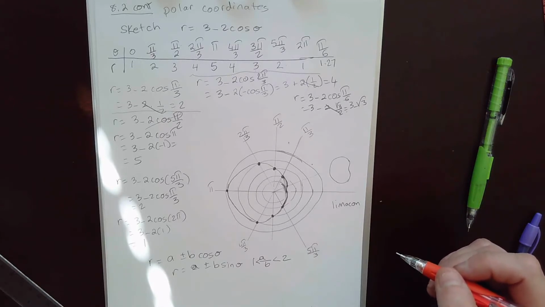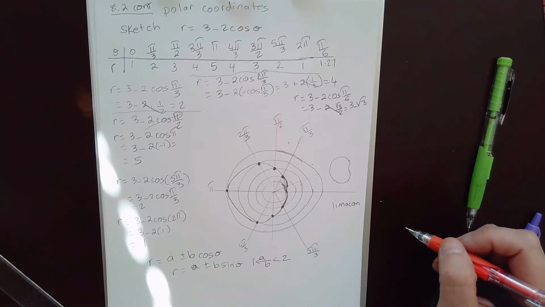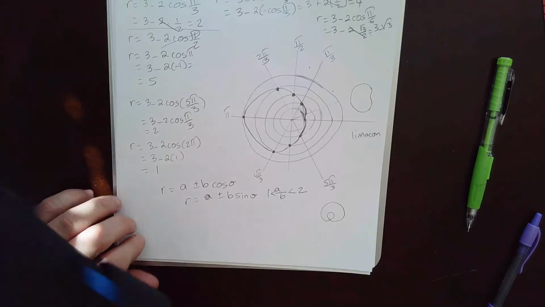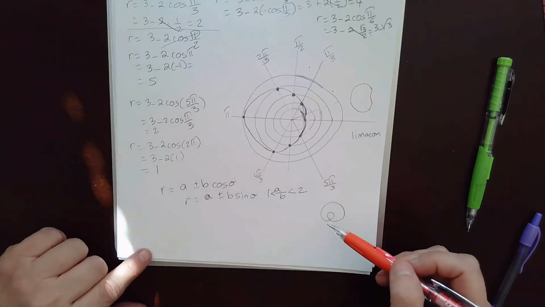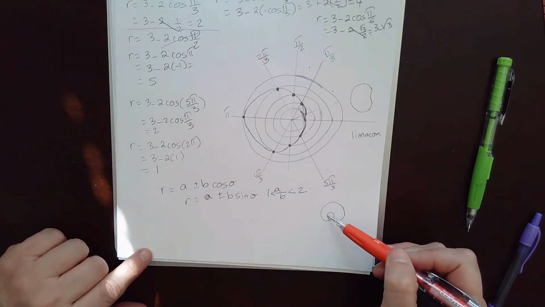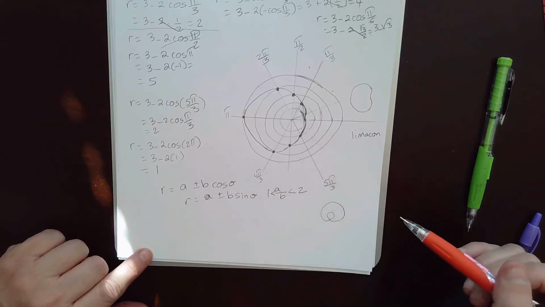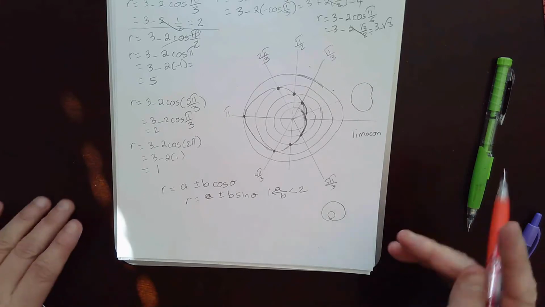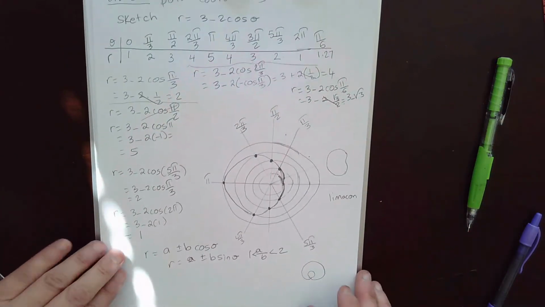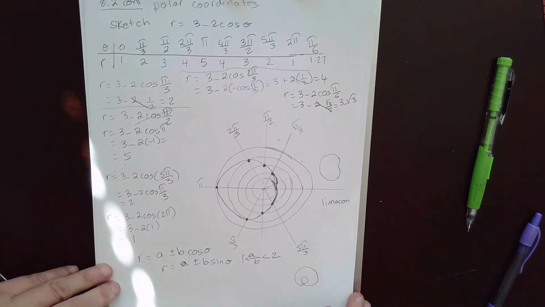Okay, so let's have another example. By the way, this is also called a limacon. If you have an inner loop... This one doesn't have an inner loop, just to let you know. Okay, so we graphed one example. We can graph another.